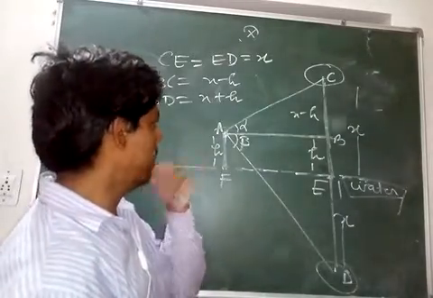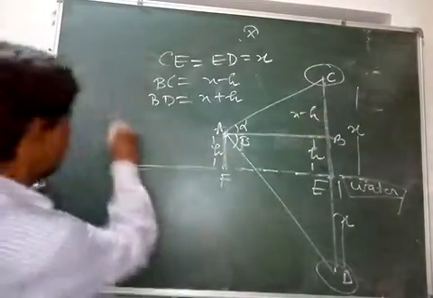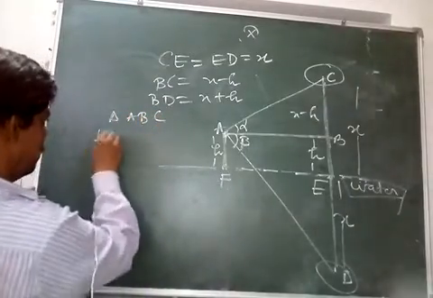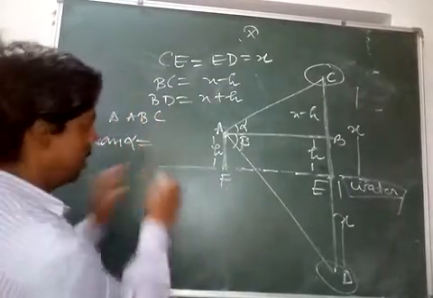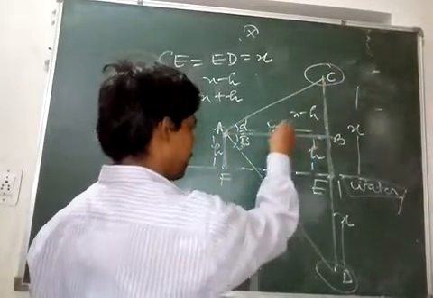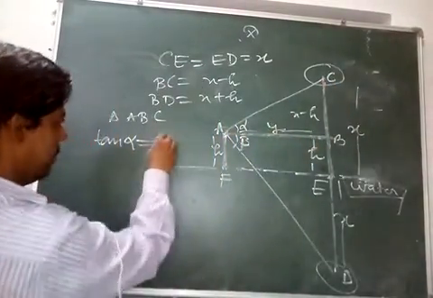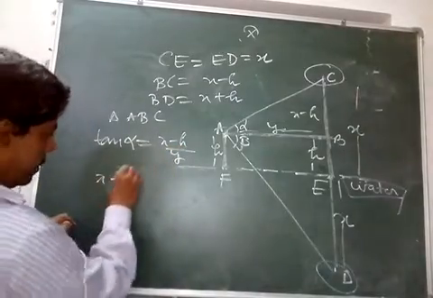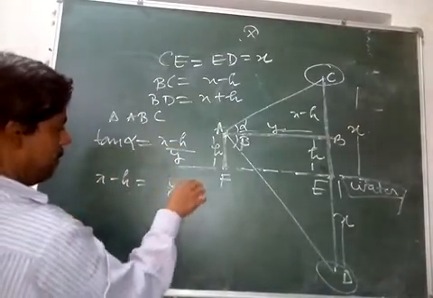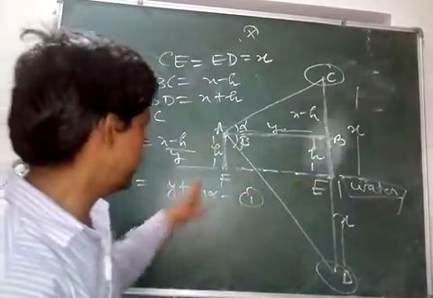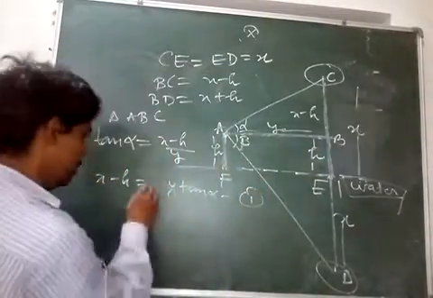Now let's look at triangle ABC. In triangle ABC, we can write tan of alpha. Now let me write AB as y. So tan of alpha is x minus H upon y. So we can write the value of x minus H is equal to y tan alpha. Equation number 1.